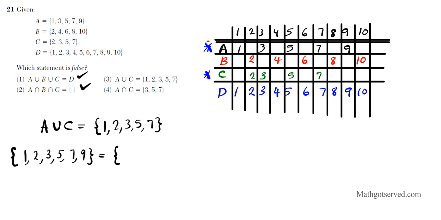Is it equal to 1, 2, 3, 5, 7? Are these two sets the same? Absolutely not. This has a 9, this doesn't have a 9, so this statement is false. So that means your answer is option 3. All right? Okay. So let's move on to the next question.